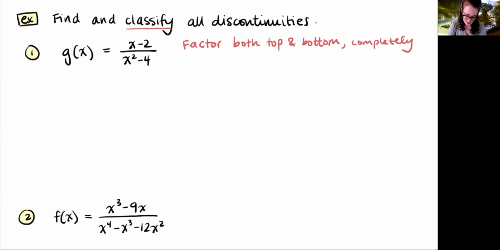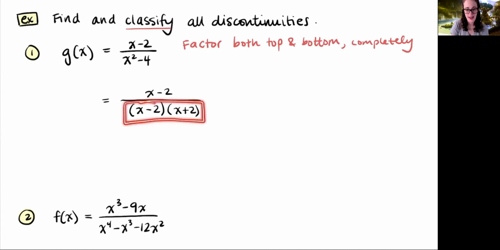Okay, so in this case, what we have is x minus 2 up top. That's totally factored. In the bottom, we have a difference of two squares. That'll give us x minus 2 times x plus 2. Okay, so we have discontinuities, right? If you just look at the denominator, they're going to happen when x equals positive 2 and when x equals negative 2. Okay, so let's just write down that we have those, and then we'll see how to classify them.